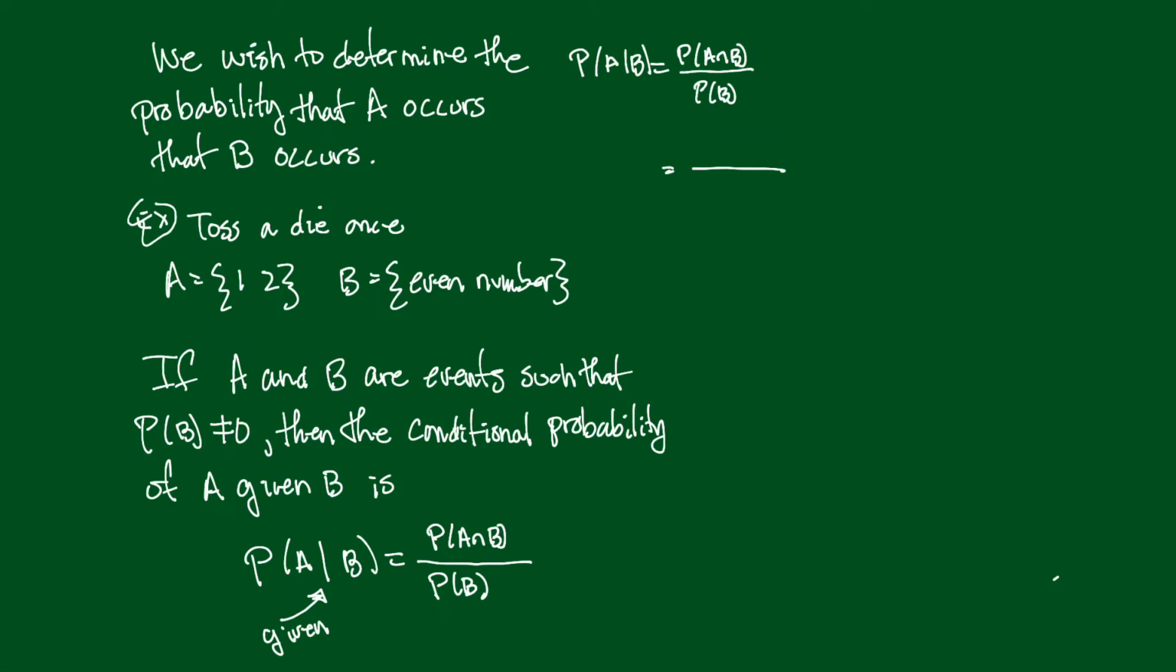This is the number of elements in A and B divided by the number of elements in S, right? How do you get the probability? Like, how do I get this probability? I take the number of elements in that event divided by the number of elements in the sample space. Likewise, for the bottom denominator, how do I get this? It's the number of elements in B divided by the number of elements in the sample space.